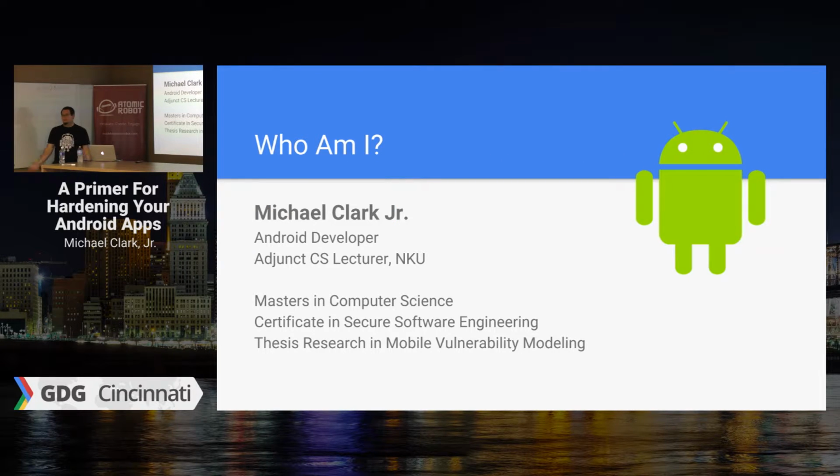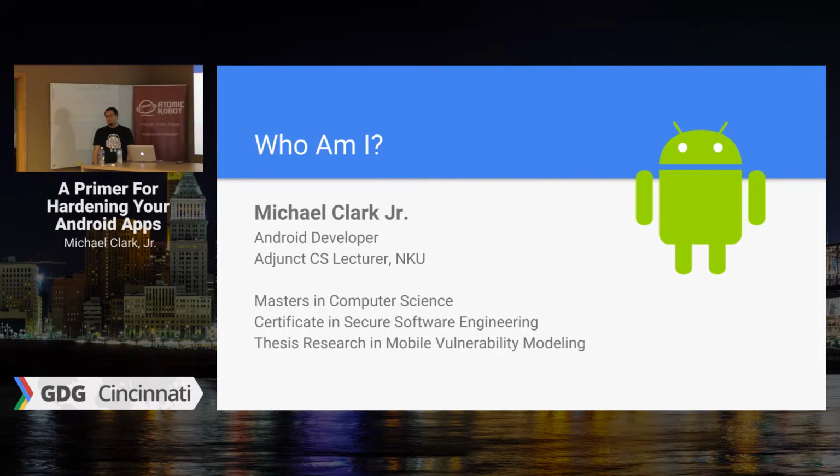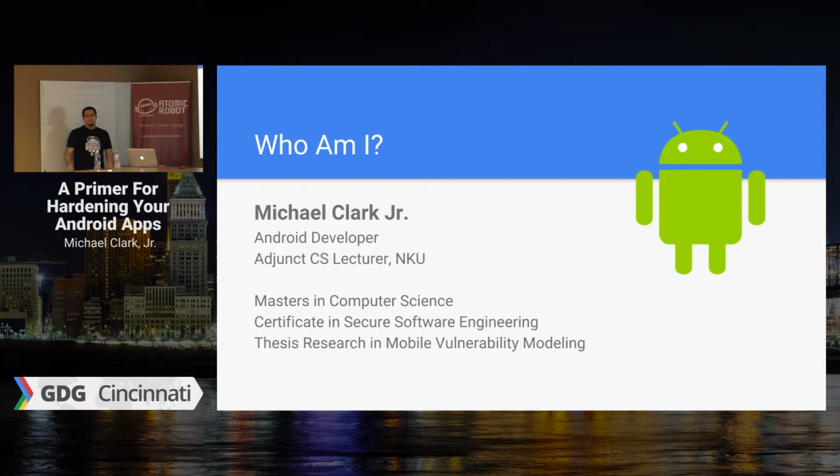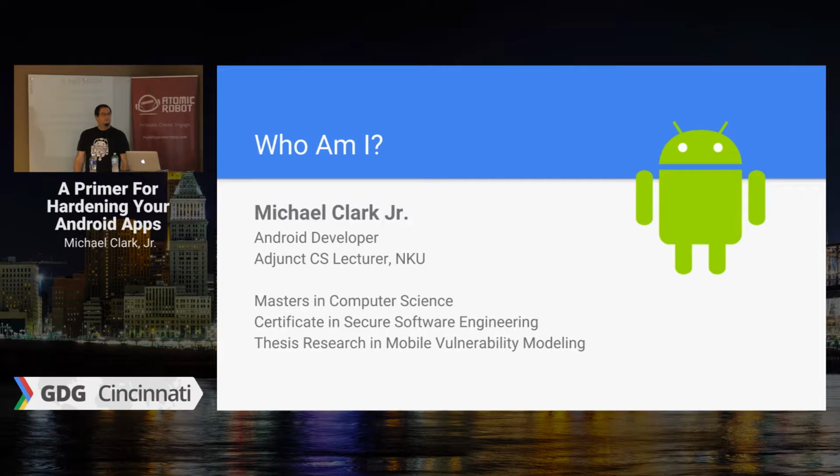But first, a little about me. My name is Michael Clark Jr. I'm an Android developer for 4 years, like we said. I'm also an adjunct lecturer at NKU in computer science. Been teaching for a year now and got another class coming up this fall. I have my master's in computer science. I did some certificate or graduate level work in secure software engineering. And I did some thesis research in mobile vulnerability modeling. And if anyone would like to talk about that, anytime, come see me. I'd love to talk about any of this.